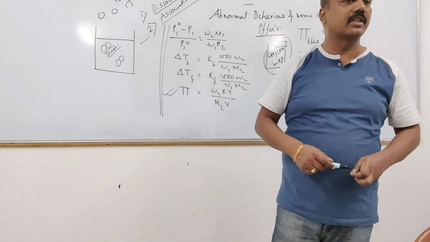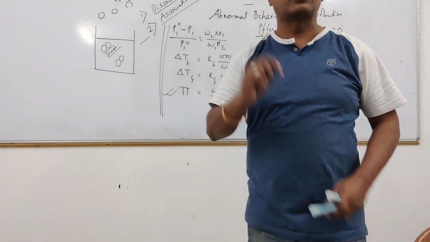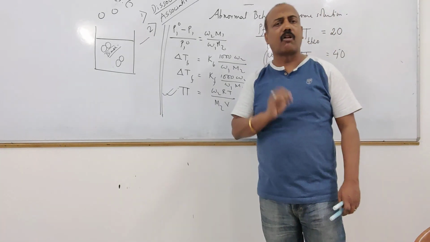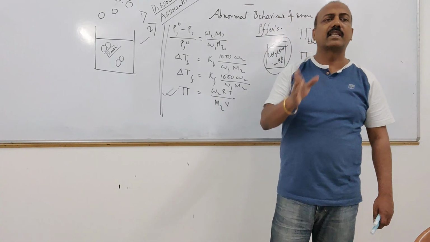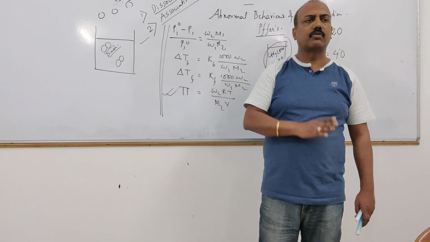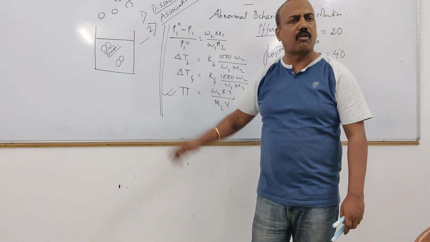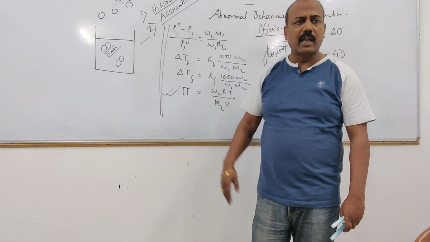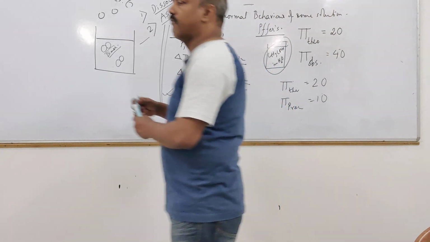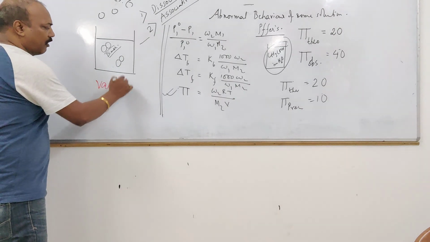These equations are not correct for all the solutions. This is correct only for those solutions which are behaving normally, meaning which are neither dissociated nor associated. For those solutions undergoing dissociation or association, these equations are not correct. Clear? Hence, a scientist called Van 't Hoff.